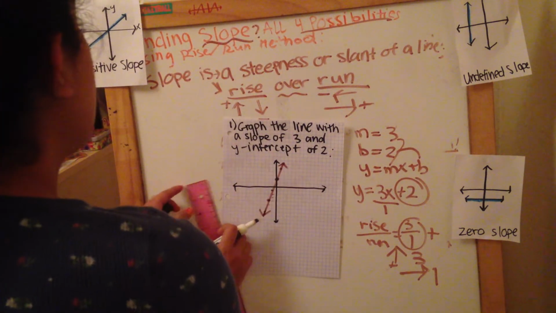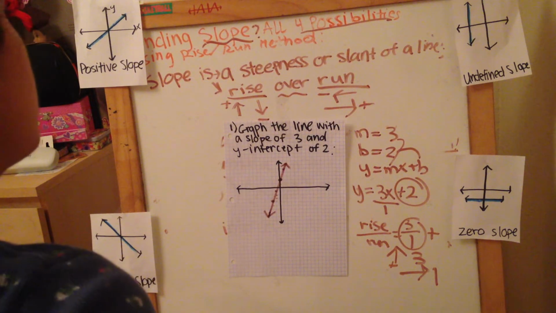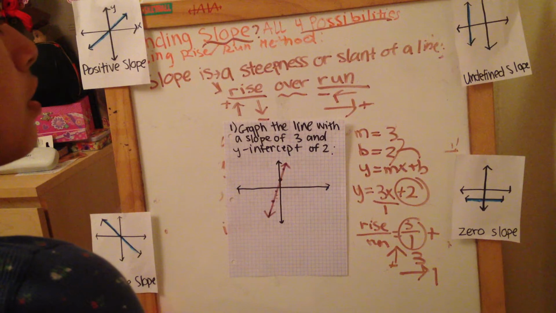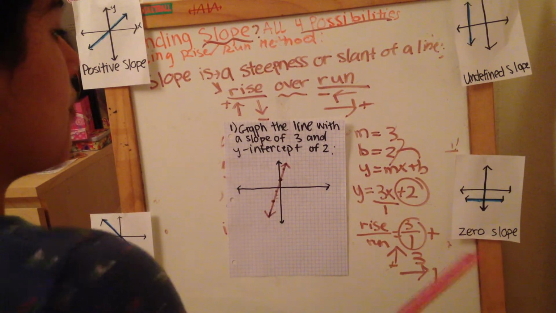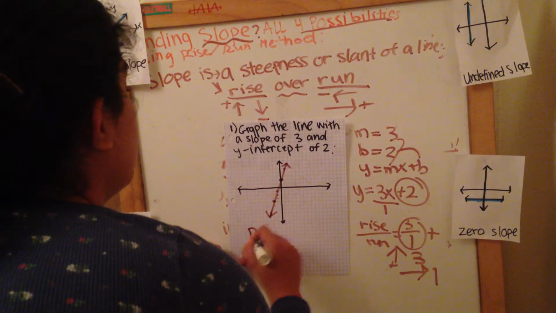So what type of line does this give you? Is this a positive slope, a negative slope, an undefined slope, or a zero slope? This is a positive slope.